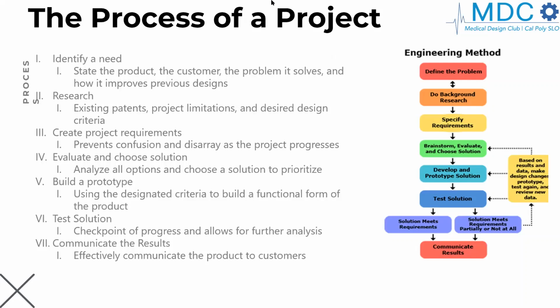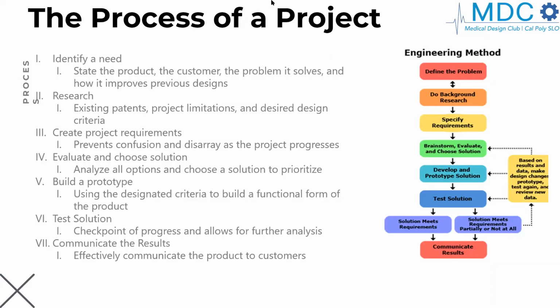Fourth, you're going to evaluate and choose a solution. This is when you analyze all options and choose a solution to prioritize. You might have looked at it in some of your classes, the decision matrix. That's a pretty common way of narrowing down the pros and cons of everything, and this is the stage where you might want to use something like that.